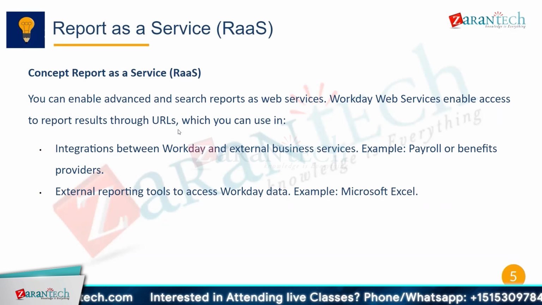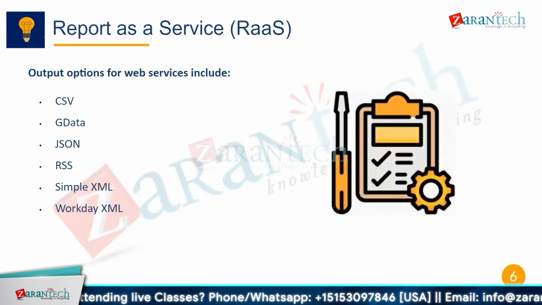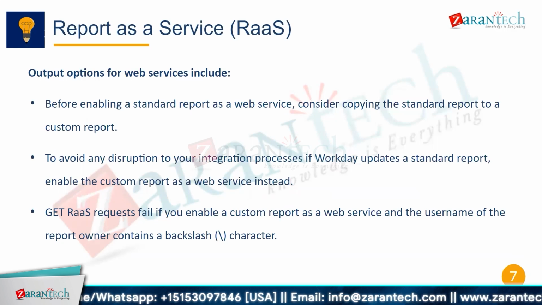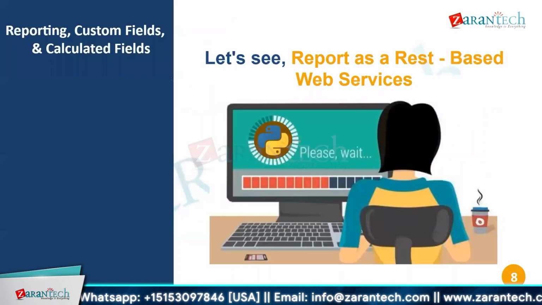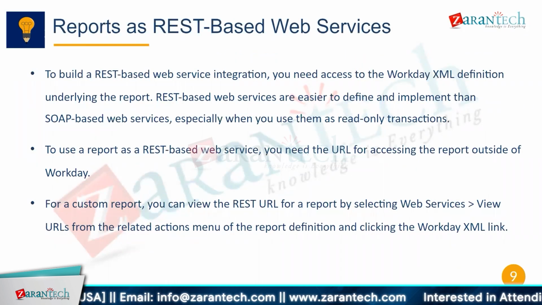Output options for web service are these. We'll look at that. Before enabling a standard report as a web service, consider copying the standard report to a custom report, which we did. And a RaaS request fails if we have a backslash character, so we have to be mindful of that. To build a REST-based web service integration, you need access to Workday XML definitions. To use a report as a REST web-based service, you need the URL for accessing the report. For a custom report, you can view the REST URL by selecting web services, view URLs from the related actions.